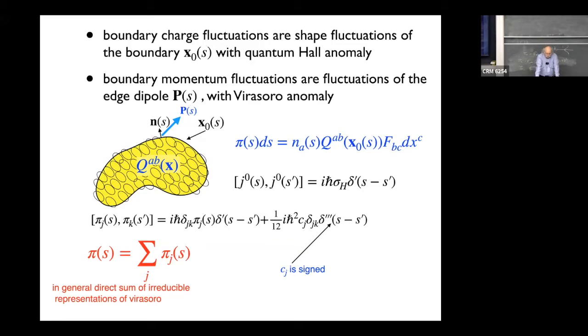And the basic point is that we kind of believe that in general the Hilbert space of an edge of a quantum Hall system is a direct sum of irreducible representations of the Virasoro algebra. So I've actually put a species label J on the commutation relations of the momentum densities. So the momenta of different species commute with each other, and each species has its own value of the Virasoro anomaly. And the total Virasoro anomaly is the sum of the individual Virasoro anomalies of each species.